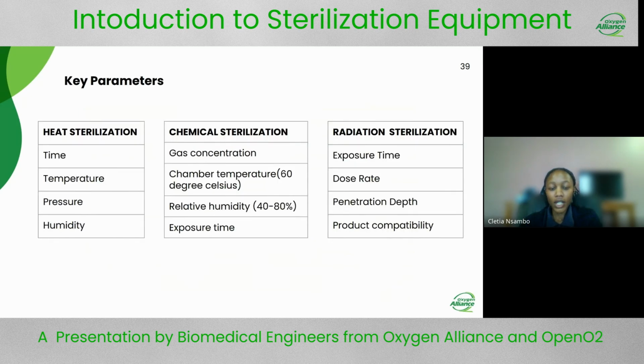Now we'll look at key parameters of this sterilization. We've been mentioning temperature, time, pressure, humidity, all sorts of stuff. What are these? These are the parameters, the conditions that we set before our sterilization process. These parameters are essential because they set your conditions right, so that you have a successful sterilization process. First, we'll look at parameters that affect heat sterilization.